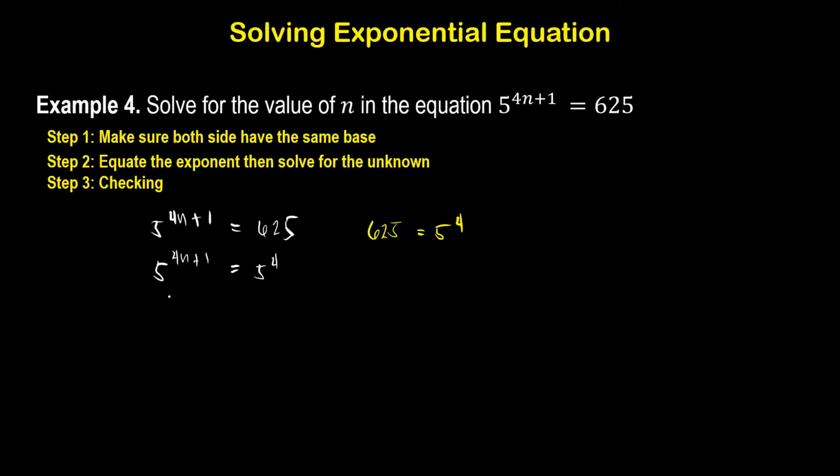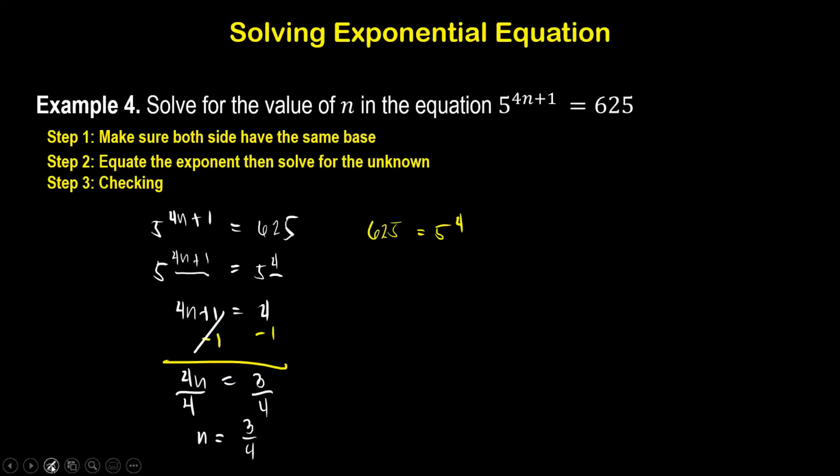Okay? So since same na yung base natin, we can now proceed to step 2, which is to equate our exponent. So we have 4n plus 1 is equal to 4. Then we solve for the n value. Of course, we isolate our n variable. So again, we add both sides by negative 1, to isolate the n variable. So that gives us 4n. Of course, this is cancelled. Equal to 4 minus 1 is just equal to 3. Then, of course, to solve for n, we divide both sides by 4. That leaves us with n is equal to 3 over 4. So that's our value of n, which is 3 over 4.